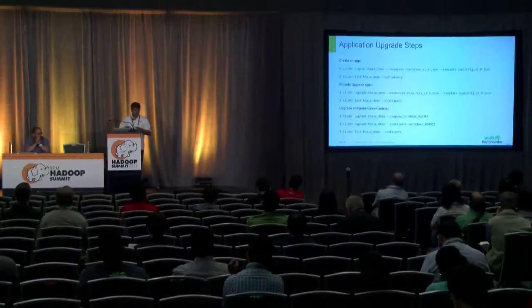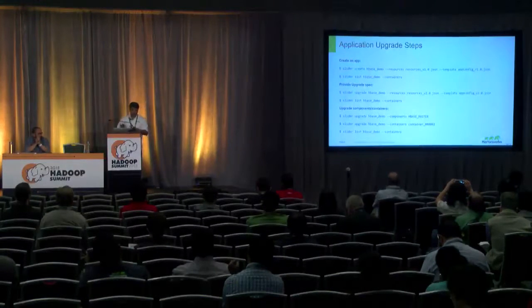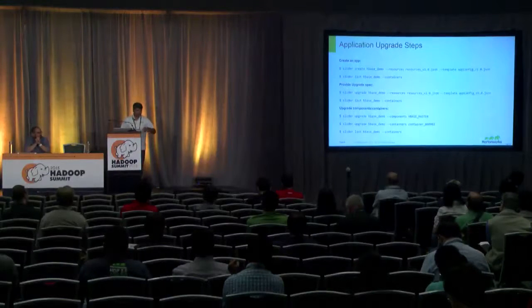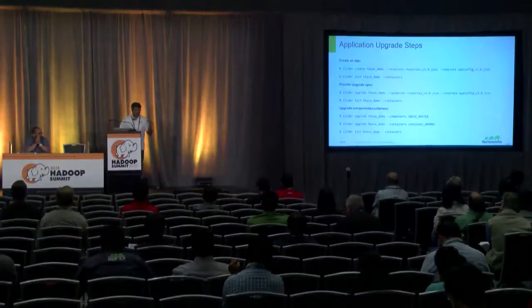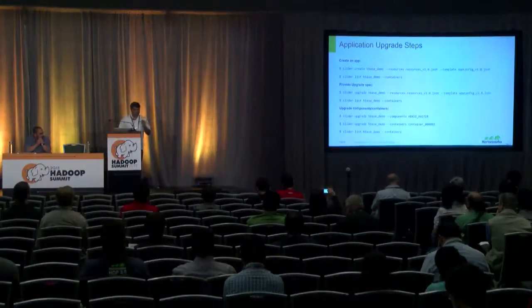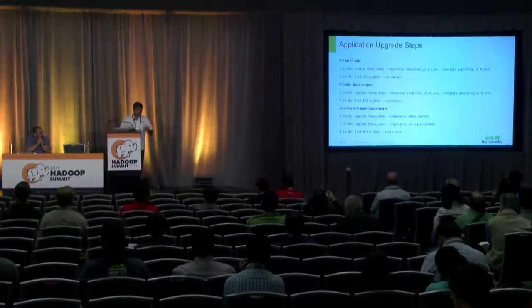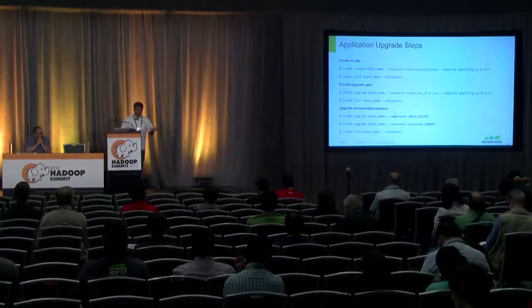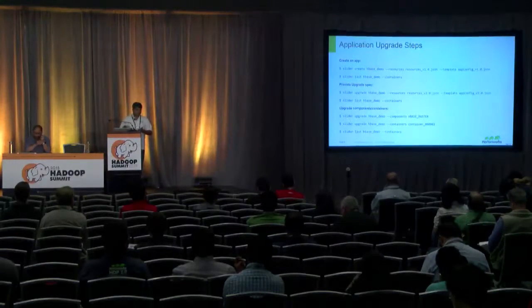I have a demo, but in the interest of time, I will not go into it right now. If we have time, I can definitely come back to it. This is the summary of what you have to do: you create your application, then you upgrade the application definition, and then you simply restart the various components. If you're running HBase, you restart your HBase master and your HBase region servers, and when they come up, they come up with the new definition of the application. That's really the rolling upgrade.